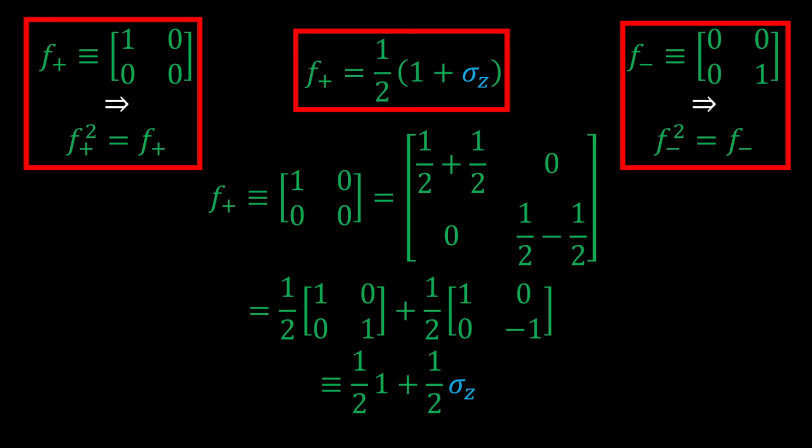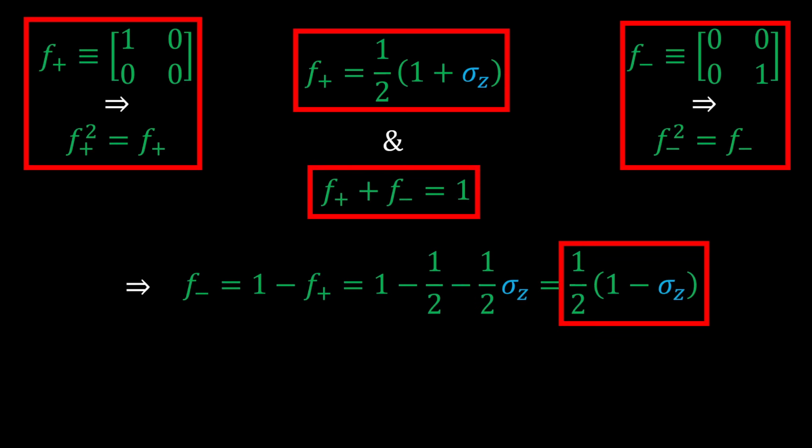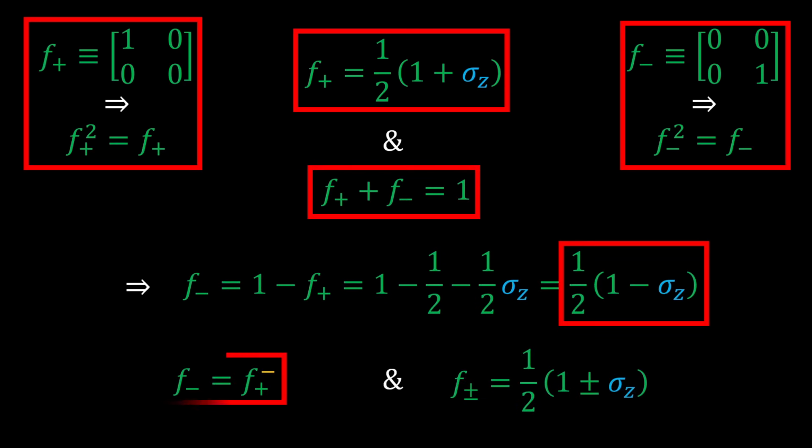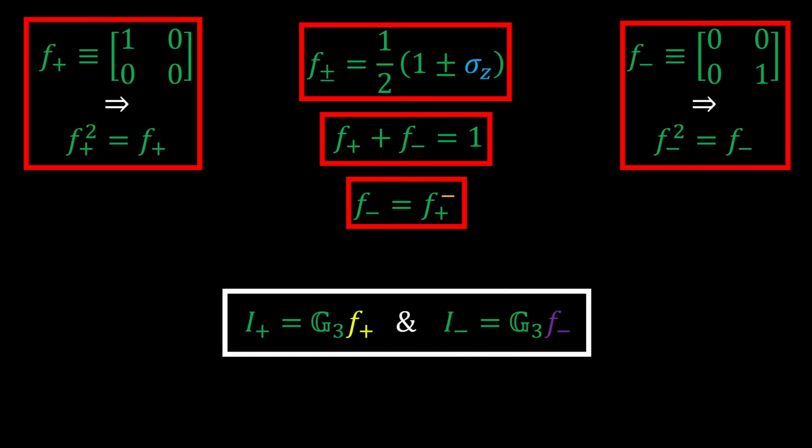We could also solve for f- in the same way, but instead we'll use the fact that these projectors partition unity. It turns out that the projector f- is just the grade involution, or parity conjugation, of f+. Furthermore, it seems that f plus minus is equal to 1/2 (1 plus or minus sigma z). Here is a summary of the important identities that we will use a lot when I present the natural convention for Weyl spinors. I will denote these independent minimal left ideals as I plus and I minus.